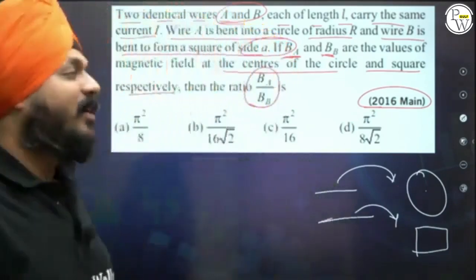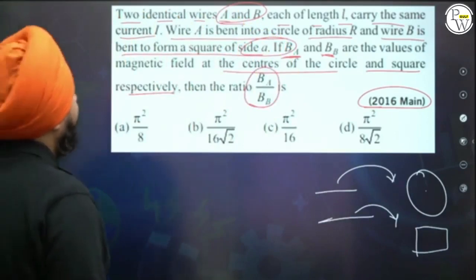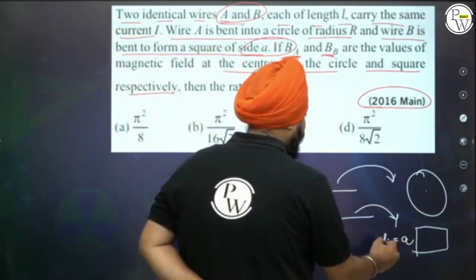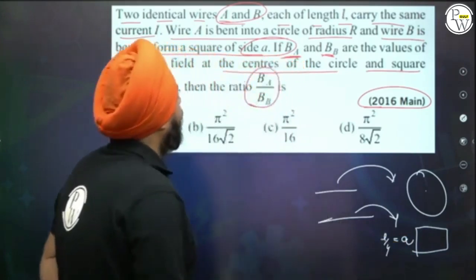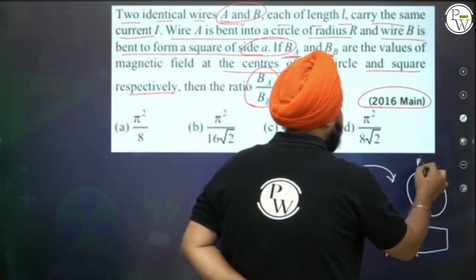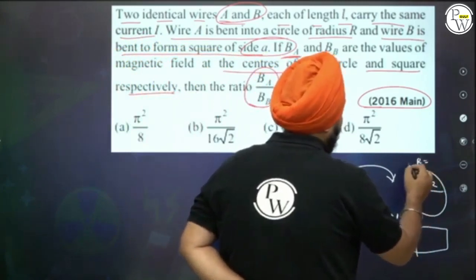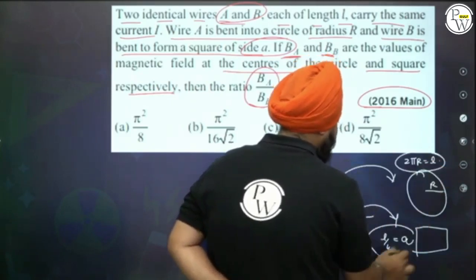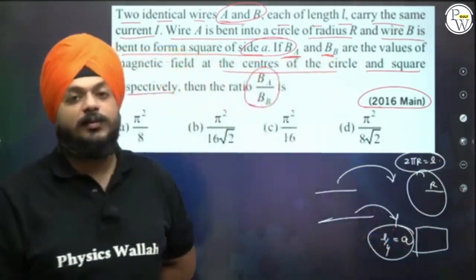The wire is of length L. The square side is A, which is obviously going to be L by 4. And the radius of the circle is R. The circumference of the circle is 2 pi R equal to L. So these two most important relations we are again going to use.